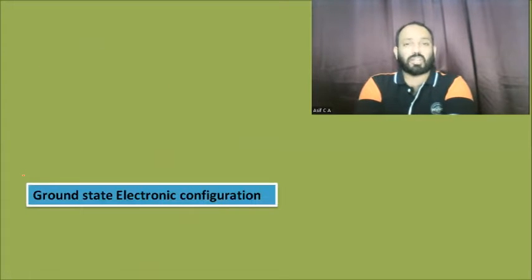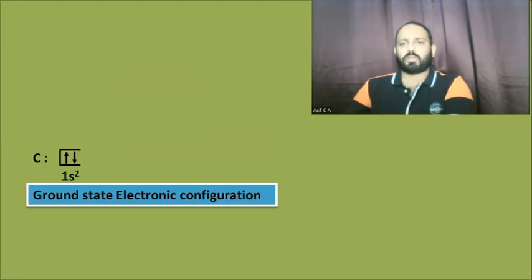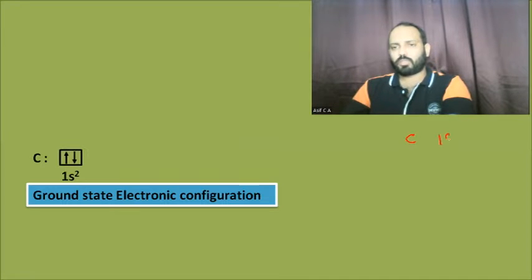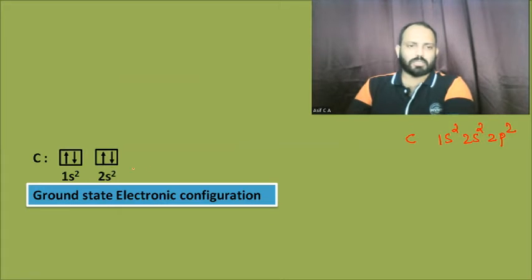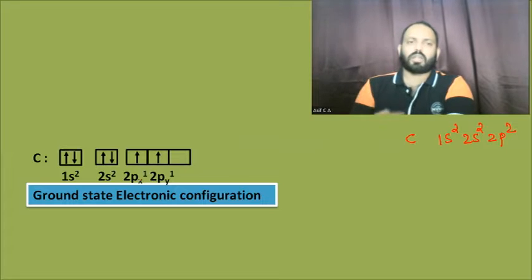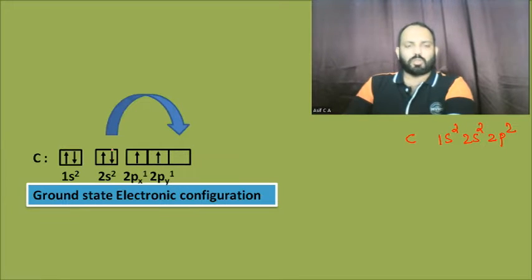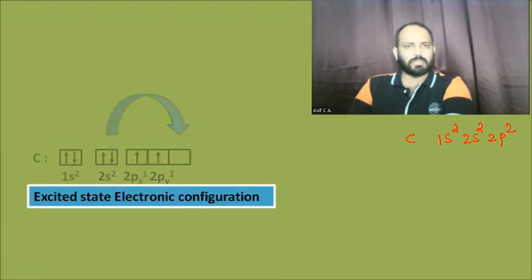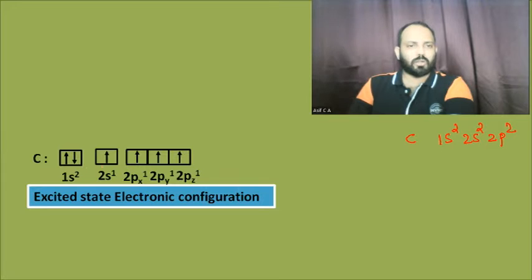What is the electronic configuration? What is the hybridization of carbon in graphite? First, let's find that. In the ground state, carbon's electronic configuration is 1s2 2s2 2p2, isn't it? So 1s2 2s2 2p2, this is the ground state electronic configuration. Now what happens? One electron from this 2s2 jumps to 2p. After this jumping, you are going to get 4 unpaired electrons in the excited state of carbon. Fine.